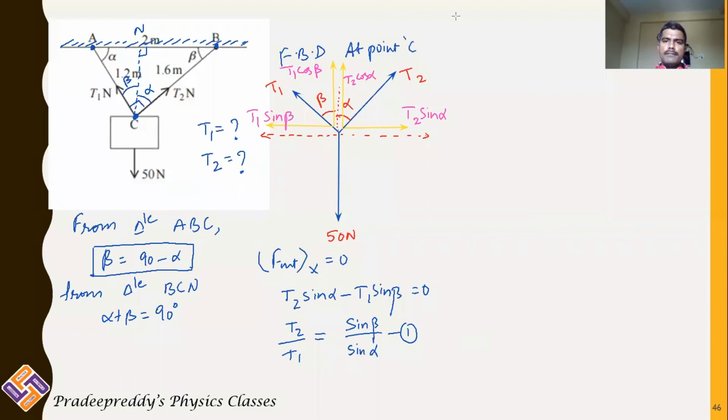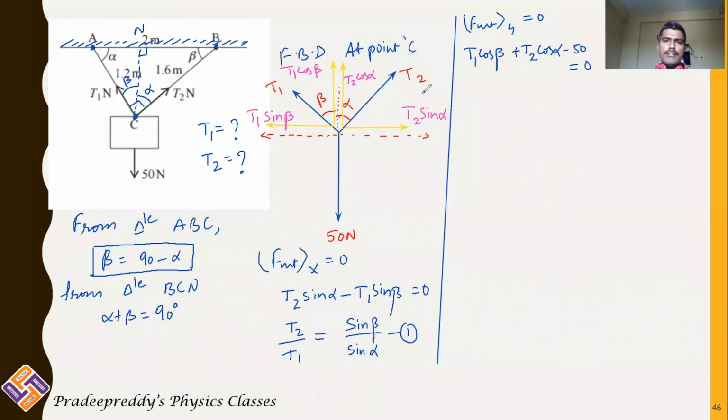Next, let me take F net along the y-axis will be equal to 0, because the whole system is in equilibrium. Upward forces are T1 cos beta plus T2 cos alpha minus 50 is equal to 0. This gives you T1 cos beta plus T2 cos alpha is equal to 50. Let me take this as equation number 2.